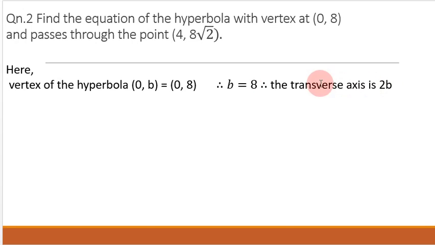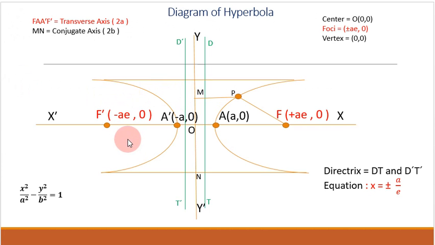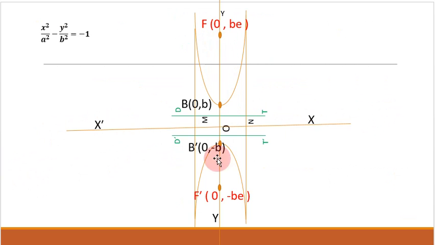Now let us see the diagram of hyperbola first. Look at this diagram. In this diagram the axis of the hyperbola is the x-axis because the center is 0, 0, and the transverse axis is 2a. It is the x-axis. We see the other type, look here, this is the other hyperbola, and the equation of this type of hyperbola is x square by a square minus y square by b square equal to minus 1.